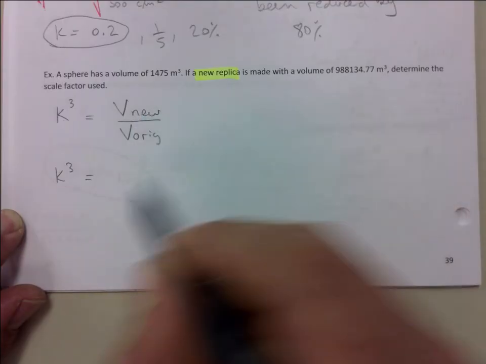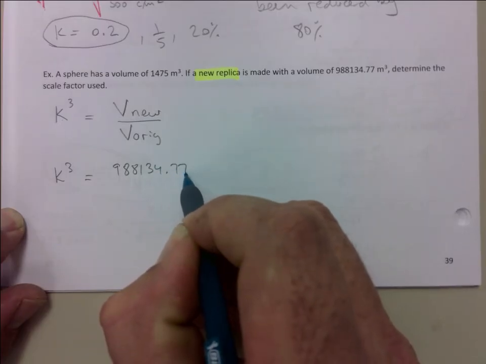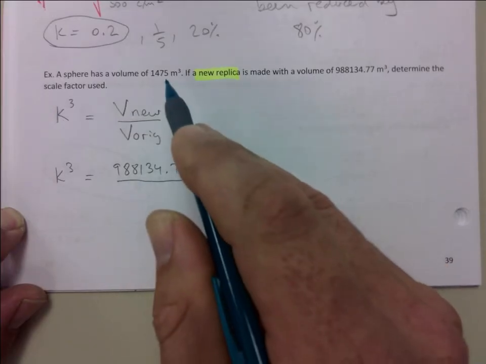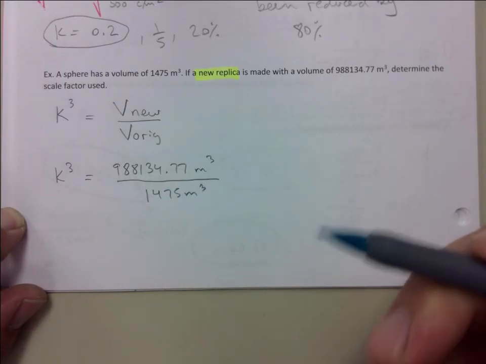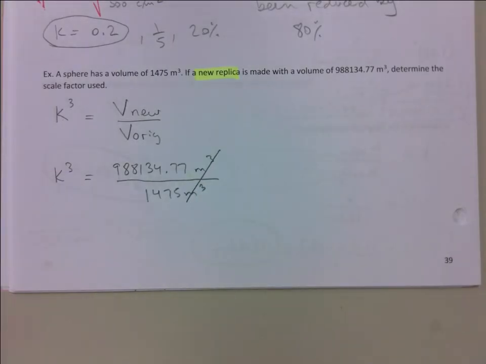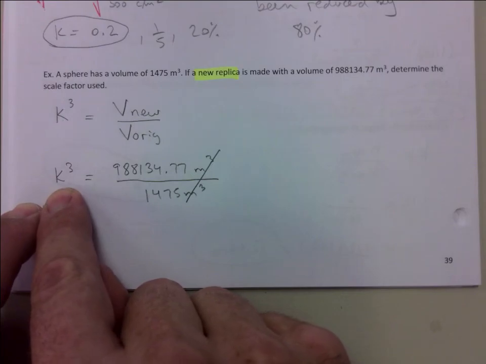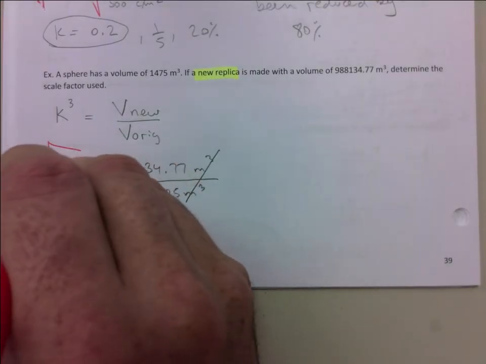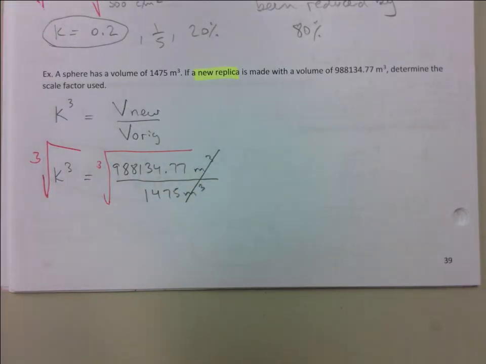Volume of the new is 988,134.77 meters cubed. And the original is 1475. So you cancel that out. Please don't cube anything here. We're not cubing. We would only cube if we were given the scale factor, then you'd have to take it to the power of 3. Okay? So in this case, it calls for cube root because we want to isolate k there.